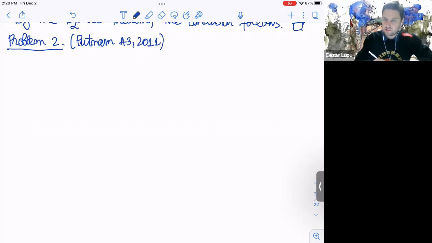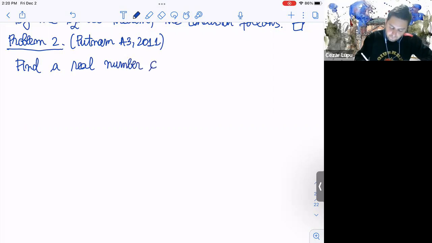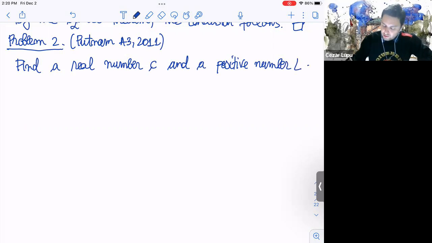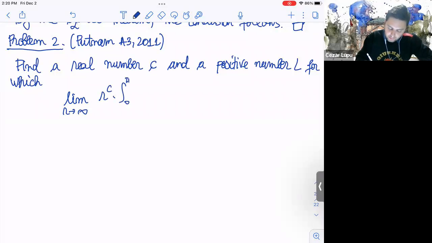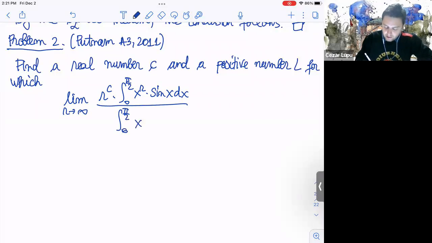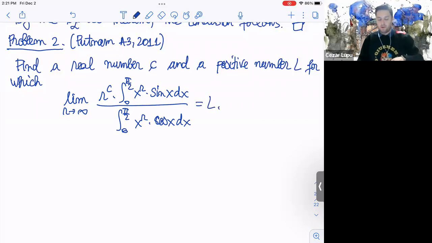The problem states, I'm just going to put the statement as it was given in the contest. Find a real number C and a positive number L for which the limit as r approaches infinity of r to the power C times the integral from 0 to pi over 2 of x^r times sine of x dx, everything over the integral from 0 to pi over 2 of x^r times cosine of x dx, is L. All right.